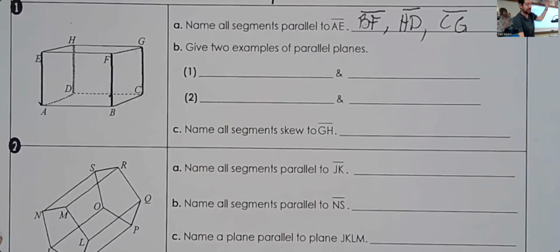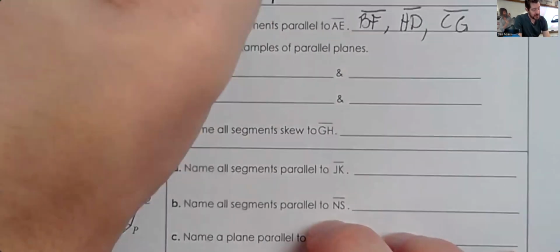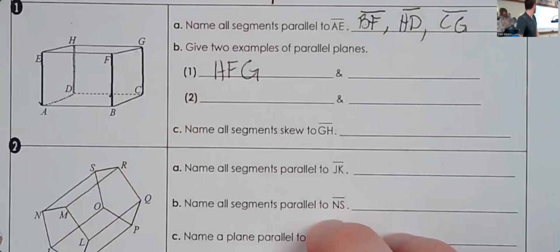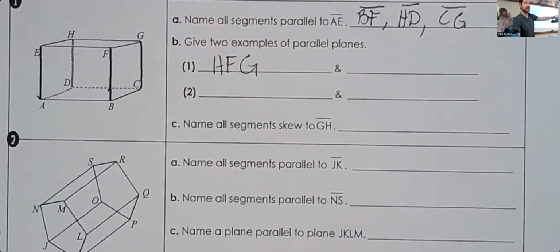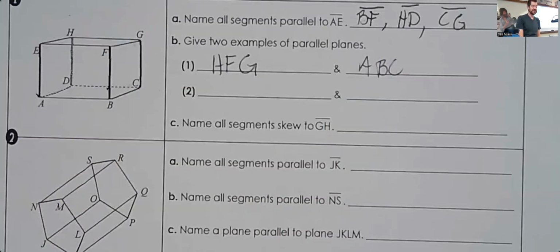So let's go with the top and the bottom. Pick 3 points from the top: H, F, G. And then the plane parallel to the top would be the one on the bottom. So pick 3 from the bottom: A, B, C. So plane HFG and plane ABC. Those would be parallel planes because one's the top of the box and one's the bottom.